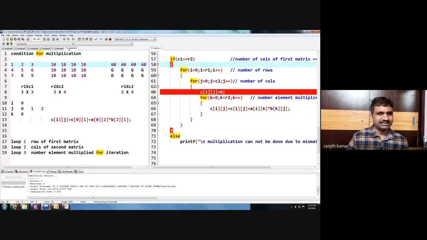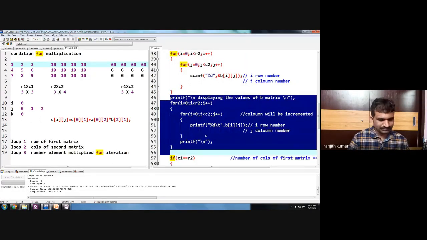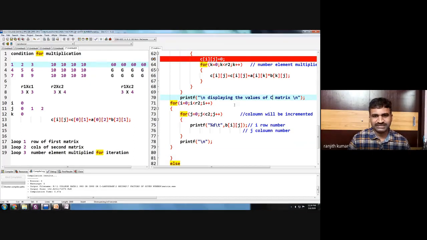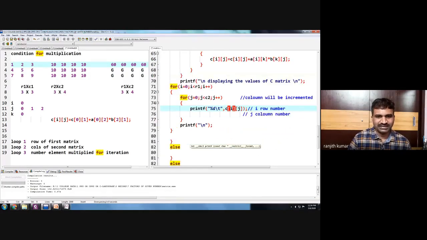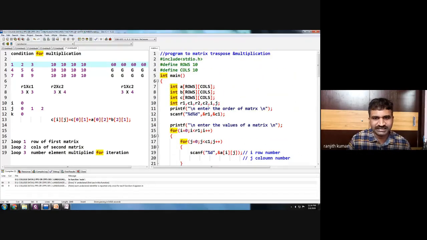Now let us substitute and run the code. And also display the second matrix first. So after that, we want to display this code. So the value of the C matrix. So what is the resultant matrix? R1 by C2. So R1, C2, and here C of ij will be displayed. Are we clear? And make sure that all the I values should be initialized again. Let us save the program and also try to declare the temporary variable, which is the most frequent error.